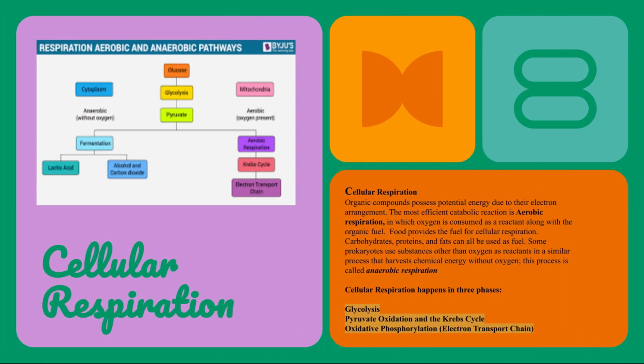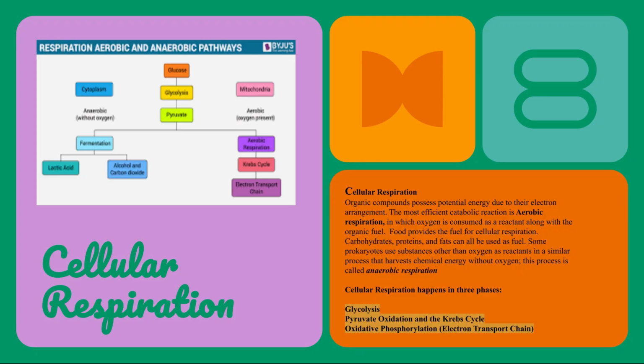Cellular respiration. Organic compounds possess potential energy due to their electron arrangement. The most efficient catabolic reaction is aerobic respiration, in which oxygen is consumed as a reactant along with the organic fuel. Food provides the fuel for cellular respiration. Carbohydrates, proteins, and fats can all be used as fuel. Some prokaryotes use substances other than oxygen as reactants in a similar process that harvests chemical energy without oxygen. This process is called anaerobic respiration.